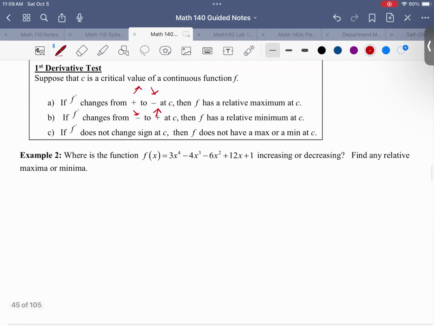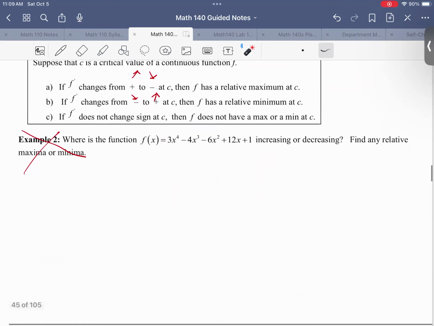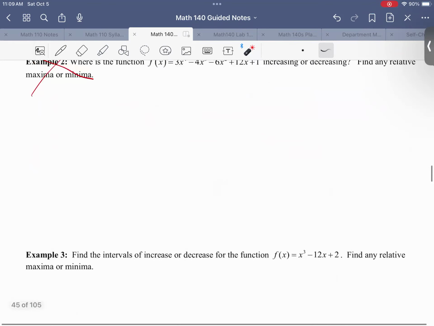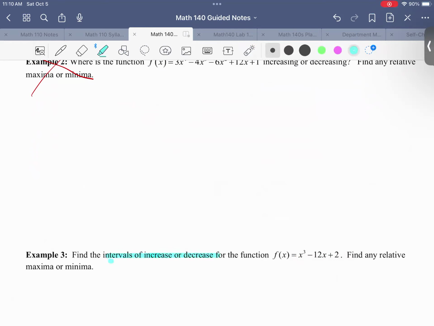I don't want to do example two because it would be trying to factor a cubic function. It would be a little more involved than I would like you guys to do. So let's jump to example three and try this out. Example three is saying find the intervals of increase or decrease for the function f of x equals x cubed minus 12x plus 2. We have to find the intervals of increase or decrease and then find the max or min.